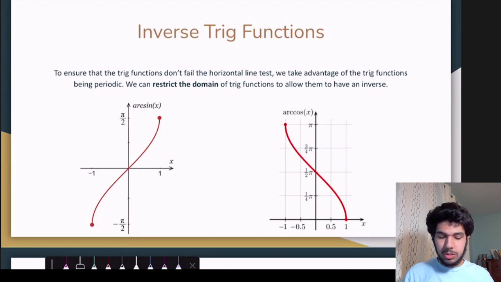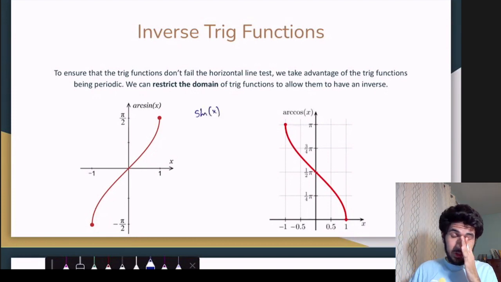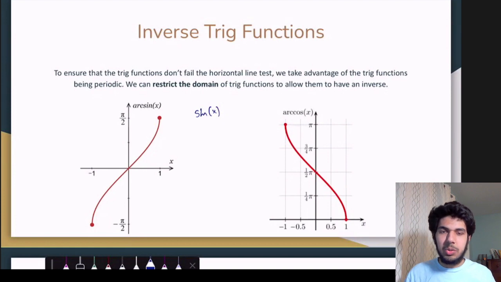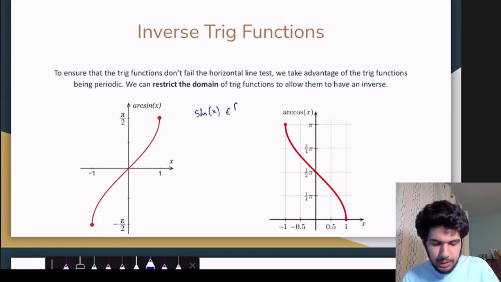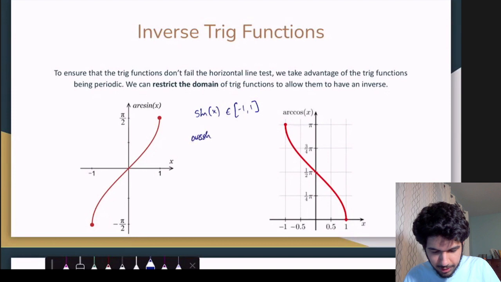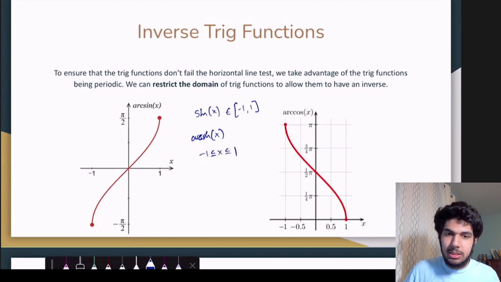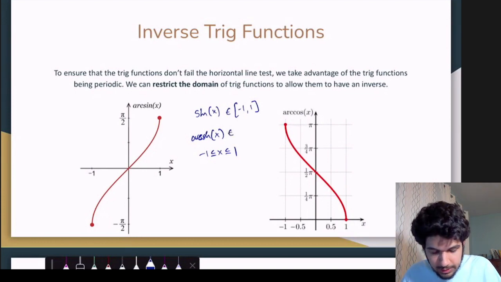And here we can see the graph of what we call arcsine and arccosine, which are the inverse trig functions of sine and cosine respectively. So now we have to think that, okay, with sine, normally sine of x, we plug in some value which is in degrees or radians, and we get something in the range of -1 to 1. Now with arcsine of x, we plug in something, so -1 less than or equal to x less than or equal to 1. So now our domain is restricted to this bound, and our output, in this case, will be between -pi over 2 and pi over 2.